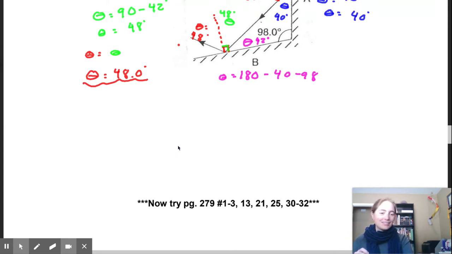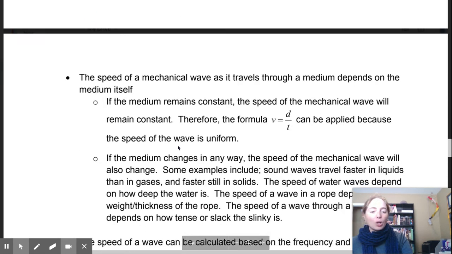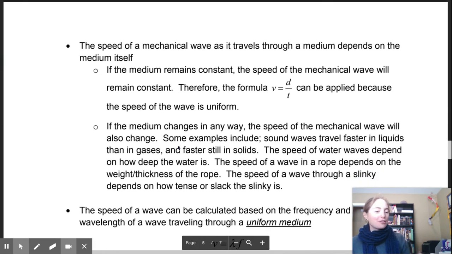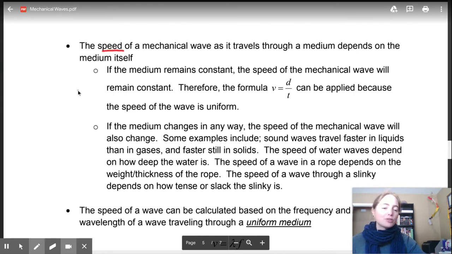All right? We're back. I'm assuming you actually paused or stopped the video. So, ladies and gentlemen, we're going to go on to look at some other calculations we can do with waves. We're going to be looking at how fast a wave moves through its medium. So, the speed of a mechanical wave, how fast that wave is moving as it travels through a medium, depends on the medium itself.